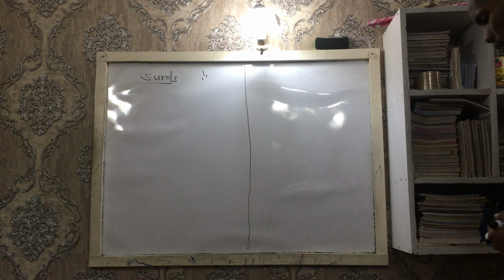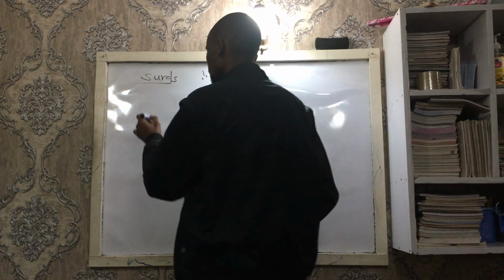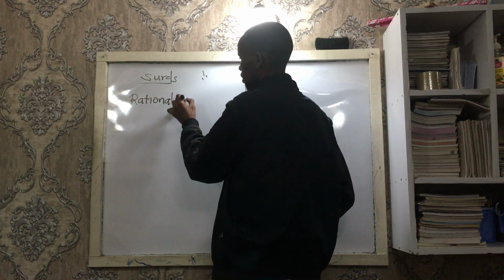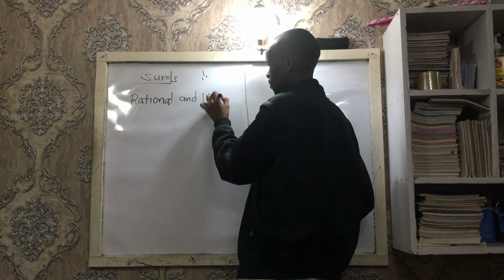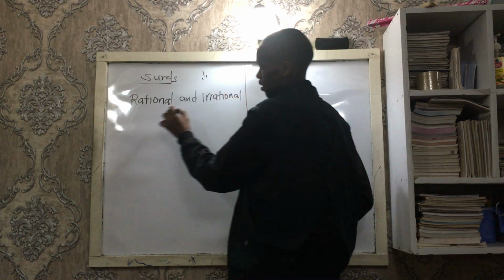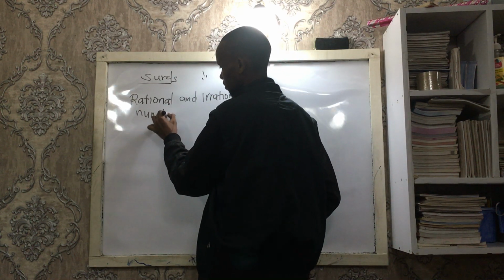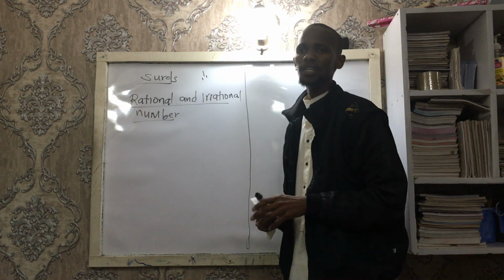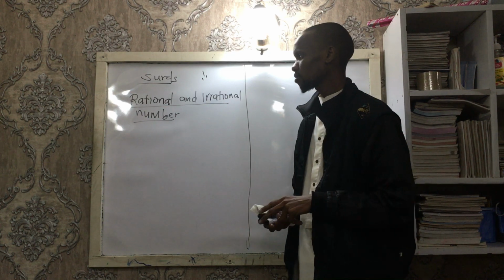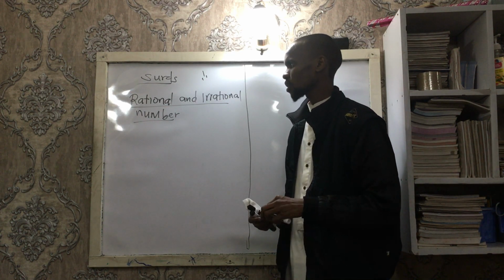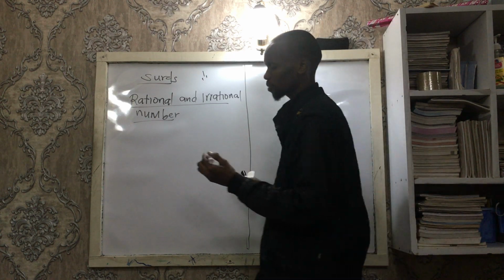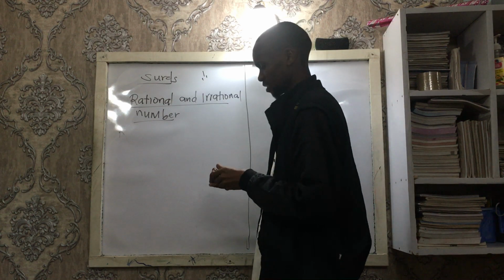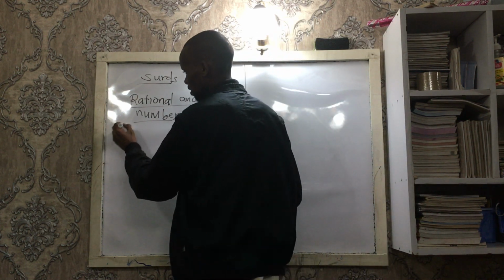So we start by what you call rational and irrational numbers. When you understand rational and irrational numbers, then we can go directly to the surds itself. But we need to understand what a rational and irrational number is. I will start with rational numbers.